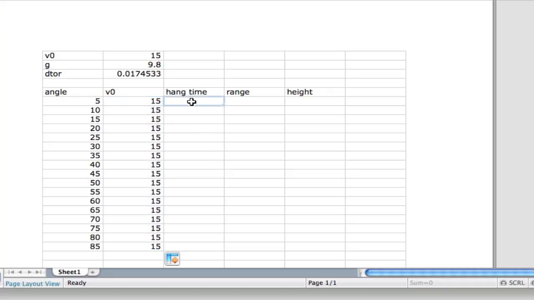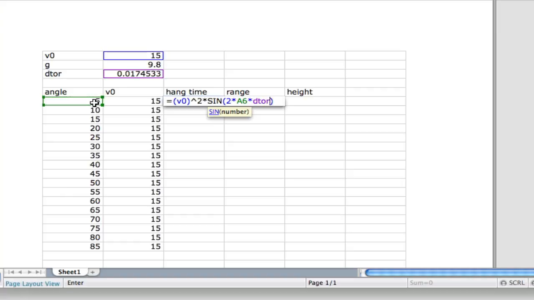Now the hang time. What I'm going to do is actually calculate it from the formula. So that's going to equal V0 squared times the sine of, now I need 2 times my angle, which is 5 degrees, times this conversion factor I'm going to be using. That whole quantity, I'm going to divide all of that.